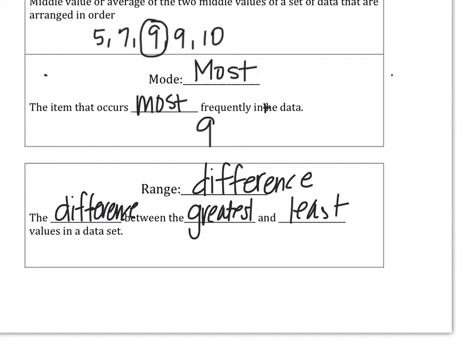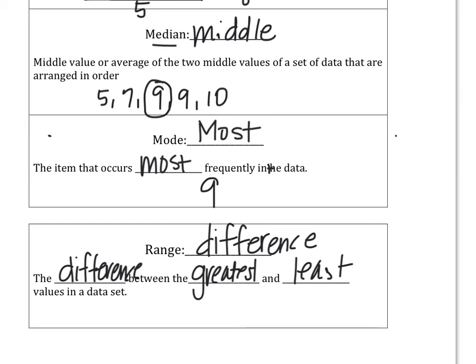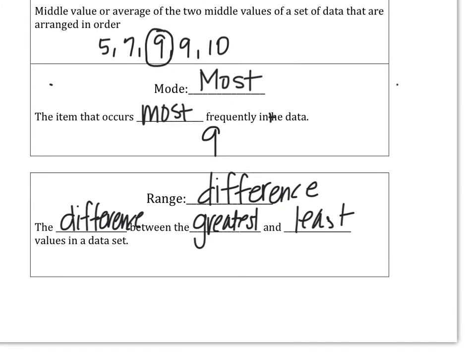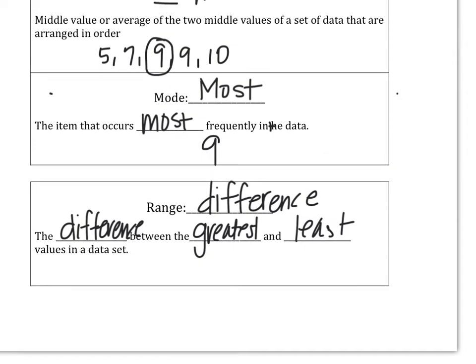Taking a look at our data set again, I'm going to look at the one that we've lined up right here because it's the easiest to work with. It's the difference between the greatest number and the least number. Difference, of course, means subtract. So we're going to subtract our 10 minus 5. So the range is 5.